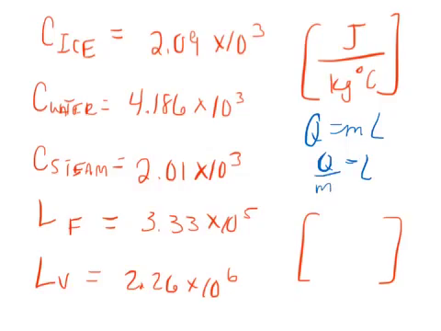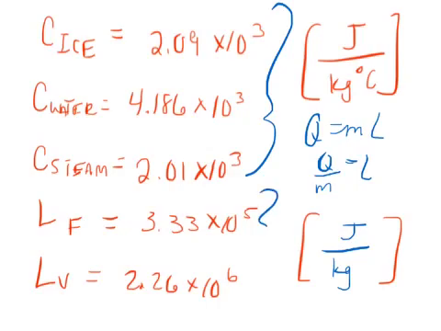L equals Q over M. Well, the units of Q are joules, and the units of mass are kilogram. So the units of latent heats, LV and LF, are joules per kilogram. Now that we know all these values, those are our first givens. I'm going to erase the right-hand side now so we can use this.